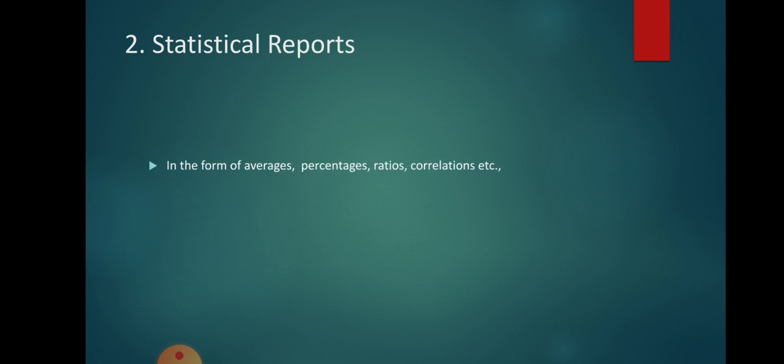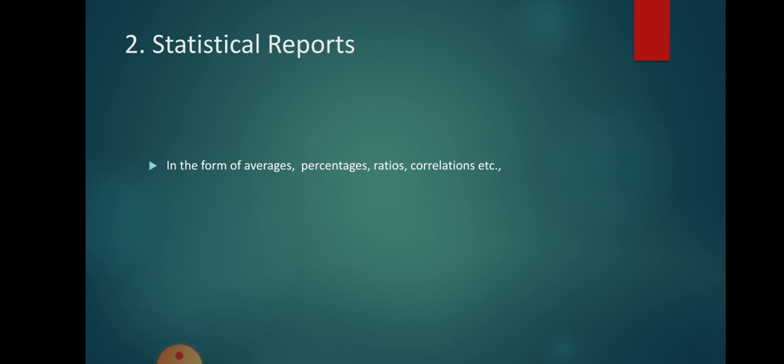The second one is statistical reports. What do you mean by statistical reports? Collecting all the data. Whatever happens in the organization, for all the things there will be records, there will be data, and the management needs to collect all these reports and data, and this data is analyzed and studied later. How will they be studied? They will be studied in the form of averages, percentages, ratios, correlation, etc. What you study in statistics.